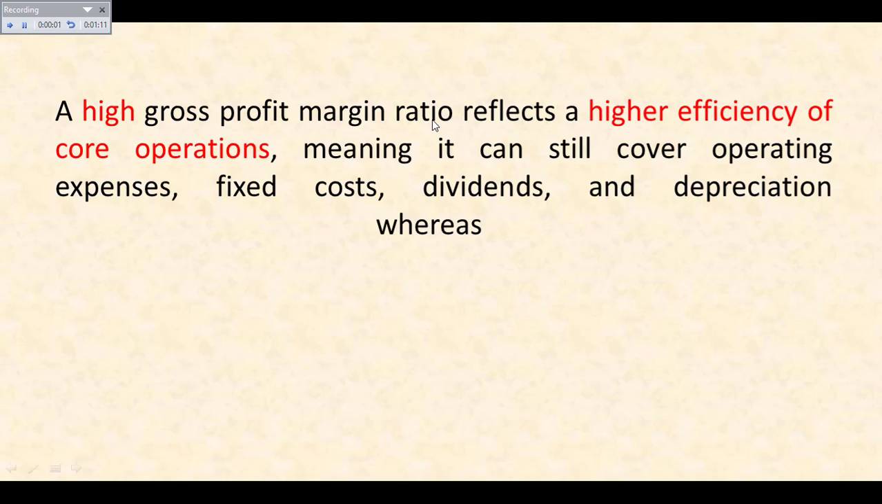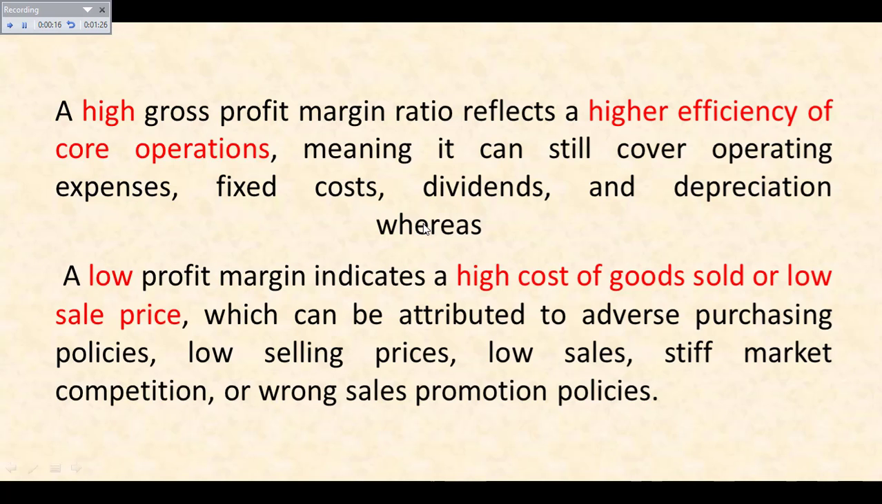A high gross profit margin ratio reflects a higher efficiency of core operations. That means that the company can still cover other expenses like operating expenses, fixed costs, dividends and depreciation after deducting the expenses of cost of goods sold.